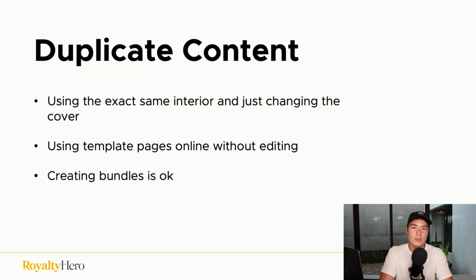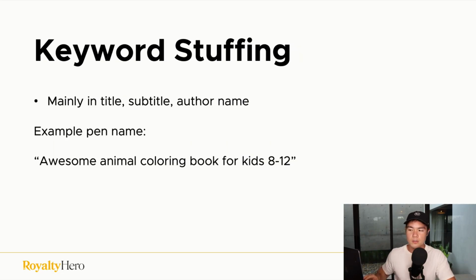So that's why if you're going to use a template, you always want to modify the template so that the content is original. Okay, so the only exception to this duplicate content rule is creating bundles. So if you put together the books that you already published and put it into a bundle and sell it as is, then technically this content in the bundle is the same as the content in your single books, but that is okay because you're selling it as a bundle. But besides that, you definitely do not want to do this.